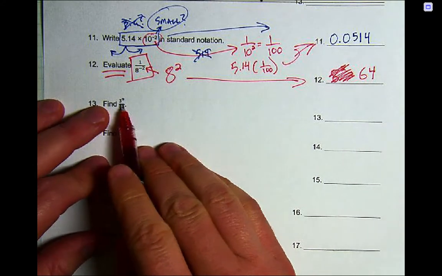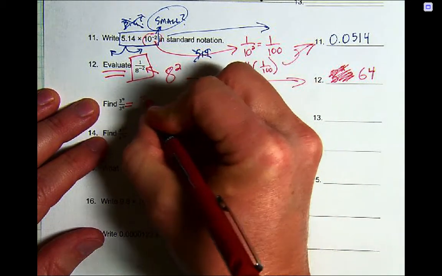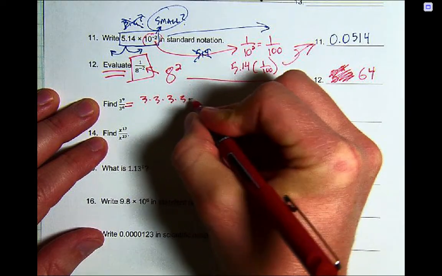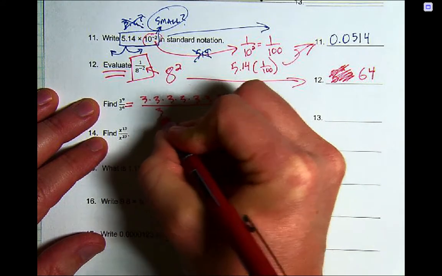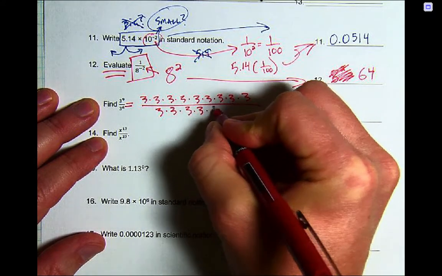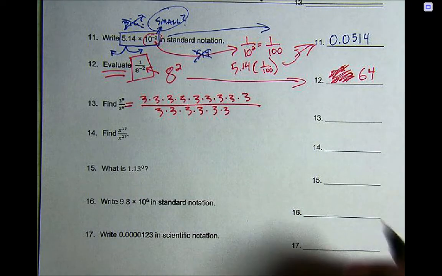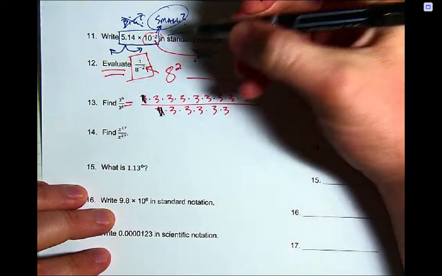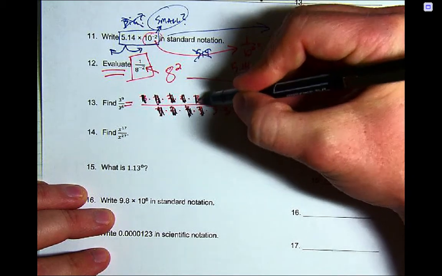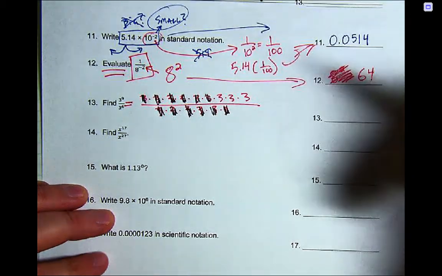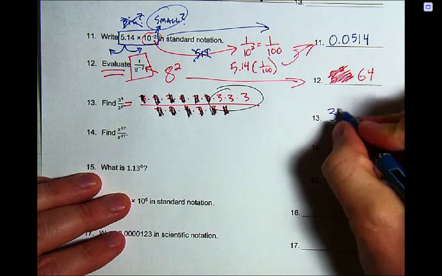All right, number 13, find this. 3 to the ninth over 3 to the 6th. Okay, when in doubt, write it out. That's 1, 2, 3, 4, 5, 6, 7, 8, 9 threes over 1, 2, 3, 4, 5, 6 threes. And now I can match and scratch. That matches, match, scratch, match, scratch, until I can't anymore. What do I have left? 3 to the third power is going to be my answer.